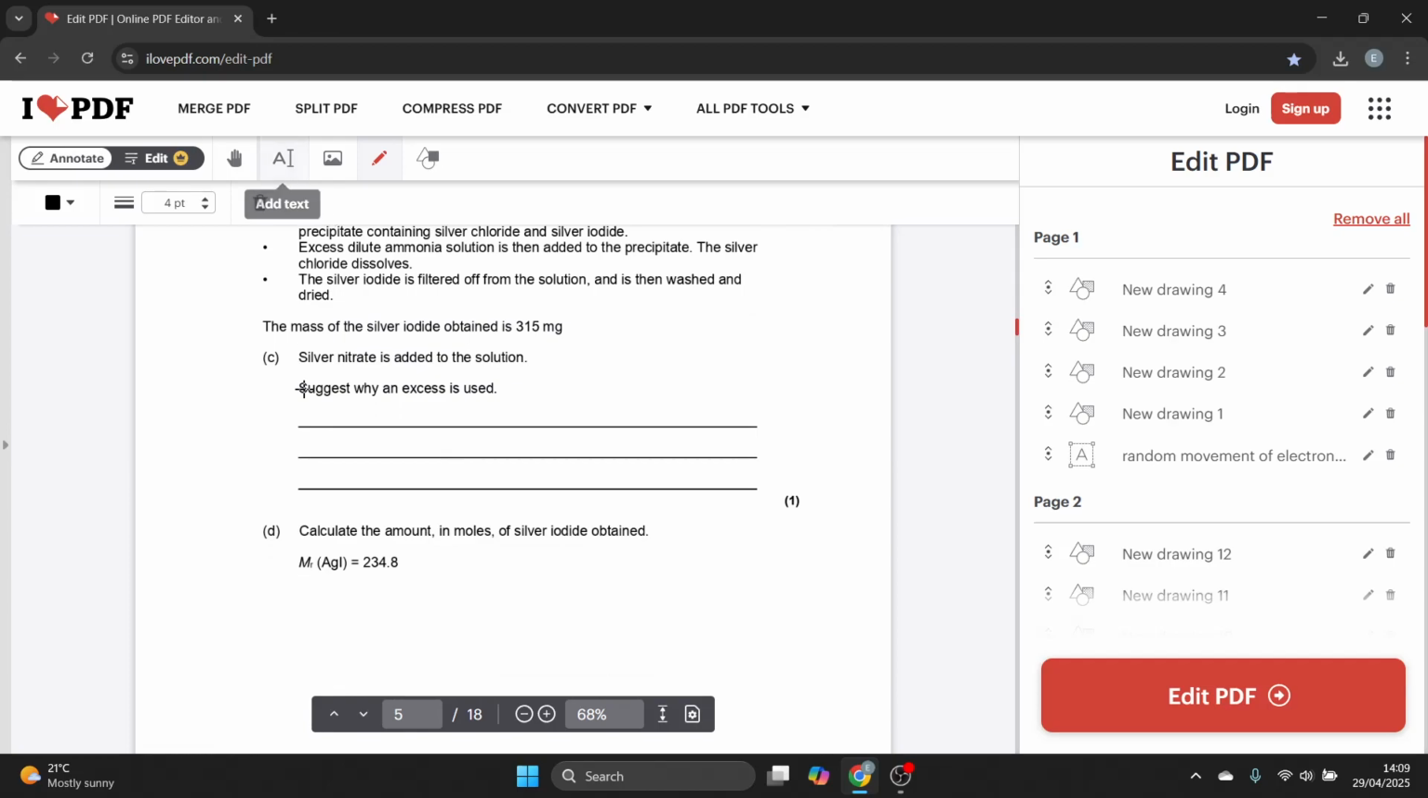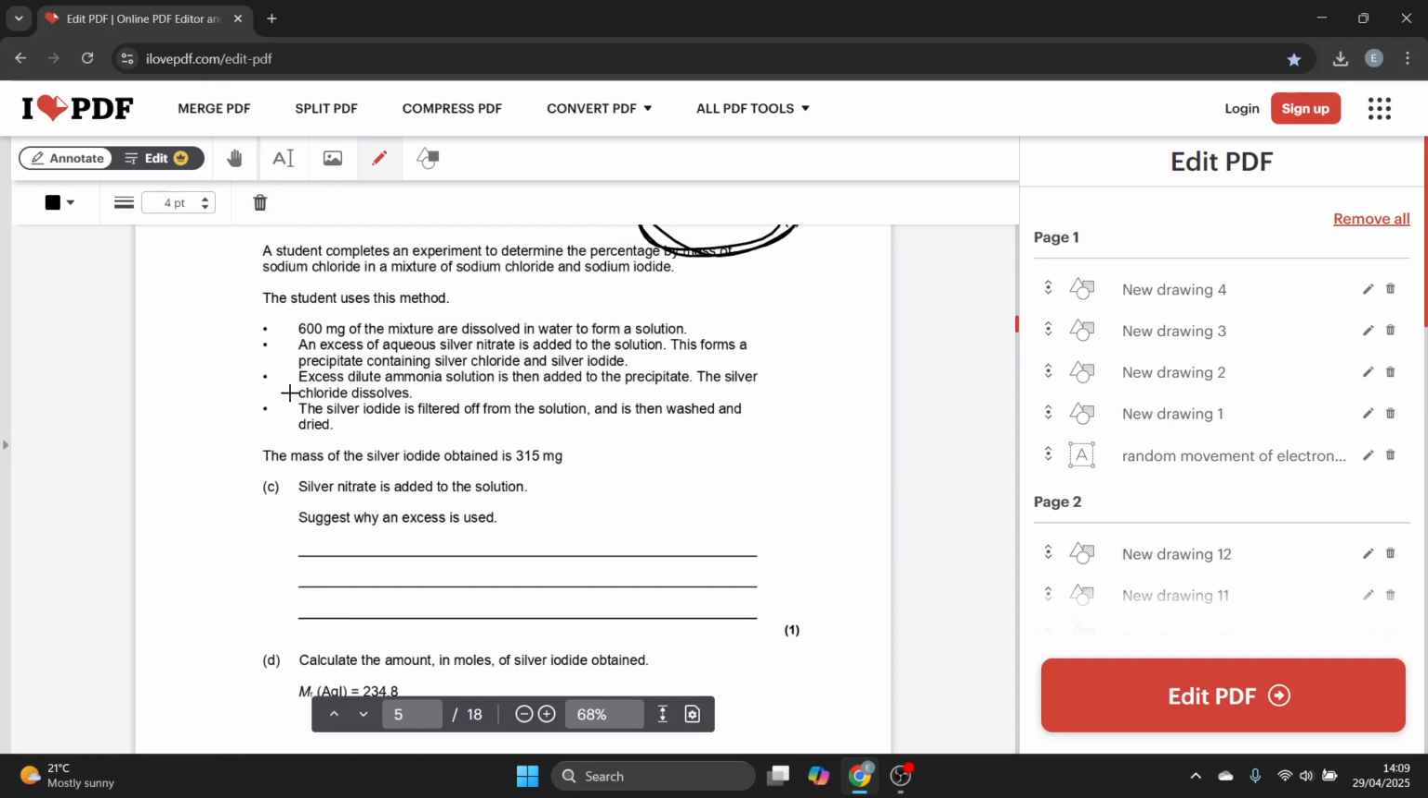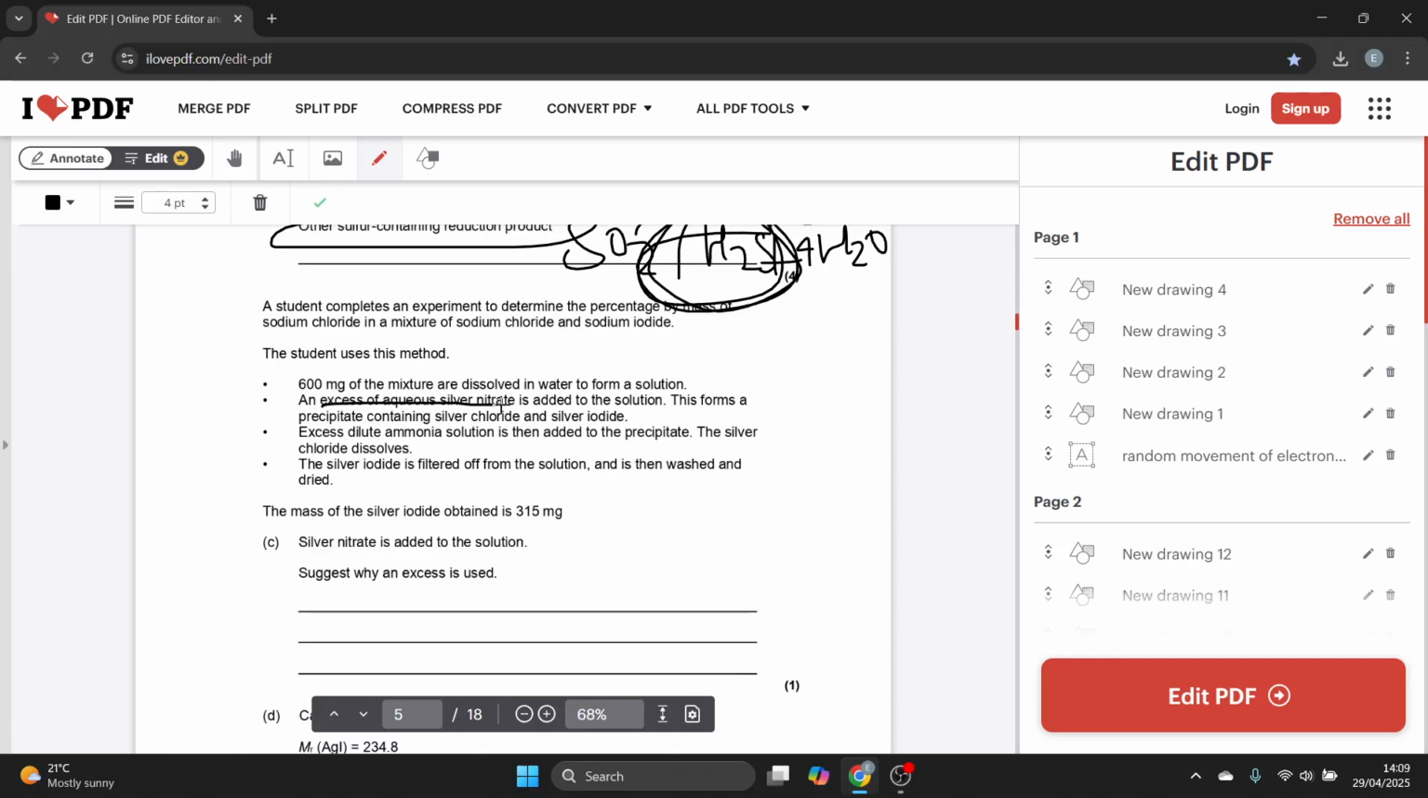Suggest when excess is used of what? Of silver nitrate, excess of aqueous silver nitrate solution.